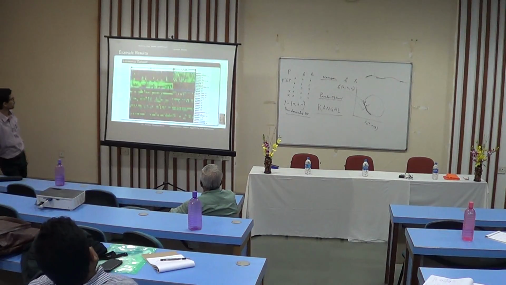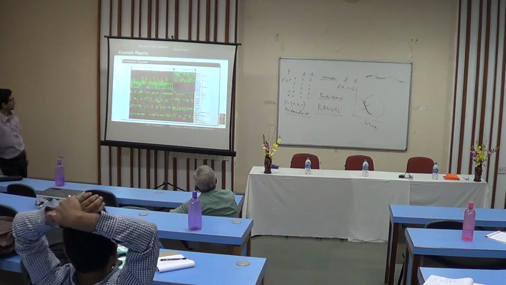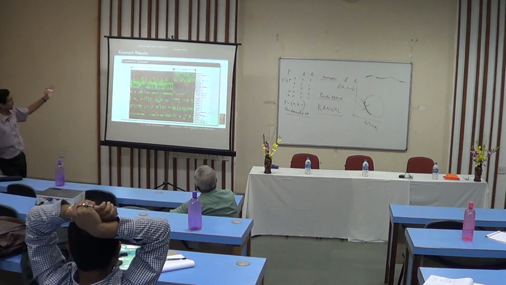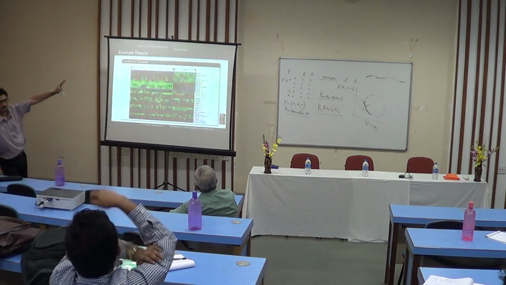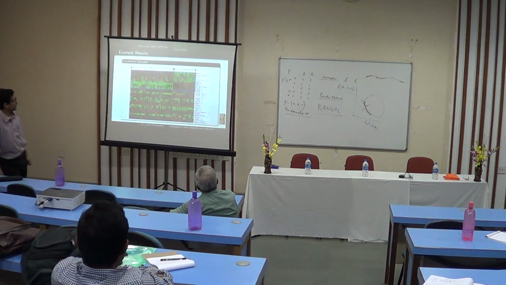This is another example, for the leukemia data set. You can see again, here the two classes are two types of leukemia, ALL and AML.